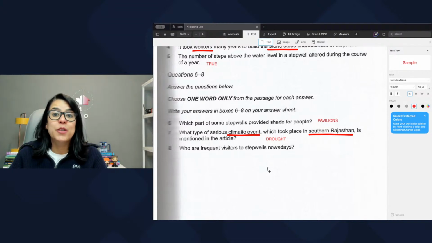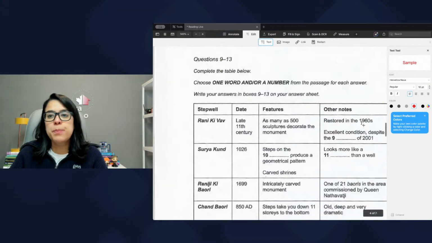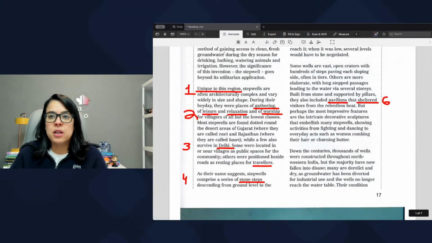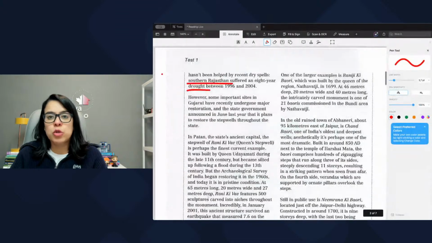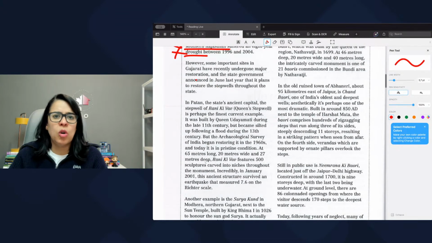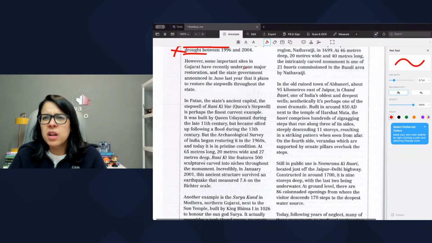So visit? Who are the people who visit stepwells? So let's see what they say. They're probably gonna mention a group of people. Okay, take a look back. So we found the answer to number 7 here. So I'm gonna continue from here. I'm gonna look for the verb visit, or a synonym for it, or also a synonym for visitors.